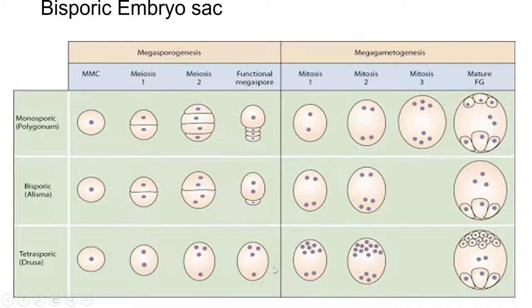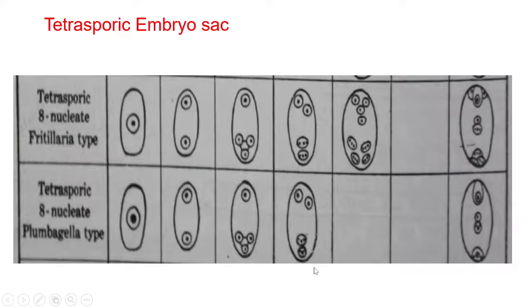On the basis of the behavior of functional megaspore nuclei, tetrasporic embryo sacs are categorized into 7 types. They are called Peperomia, Penaea, Plumbagella, Adoxa, Drusa and Fritillaria. Out of these, in this slide there are 2 types, Fritillaria and Plumbagella.